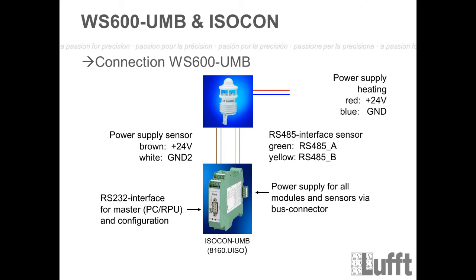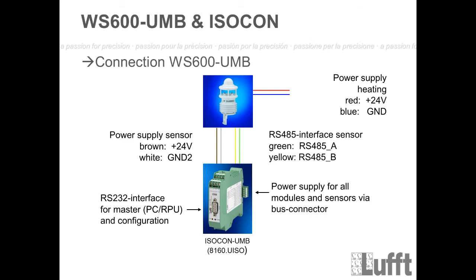If you connect these wires, the sensor will work for sure. Then you have 2 additional wires, extra wires for the heating. That means you need to power up the heating separately. For the heating we have the wire red, which is plus 24 volts, and blue, which is ground. So you have to connect the power supply wires extra. Don't forget it, because if you don't connect them to the power supply, the heating will not be switched on. So that's how it works.